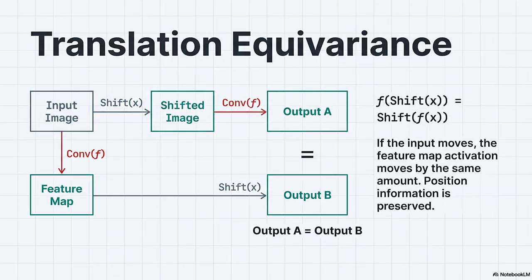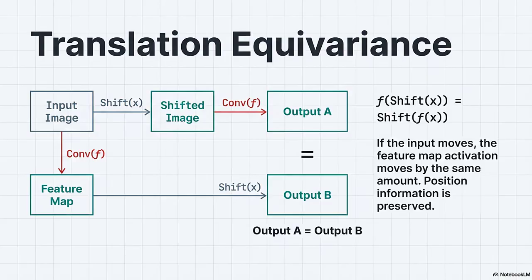Now, when you combine these two ideas, looking locally and sharing weights, you get this amazing emergent property called translation equivariance. It sounds complicated, but the idea is simple. If you move an object in the input image, the activation in the output feature map also moves by the same amount. The network doesn't just tell you if a feature is there, it also tells you where it is. This is why a CNN can find an object no matter where it is in the frame. It's a huge deal for building robust models.